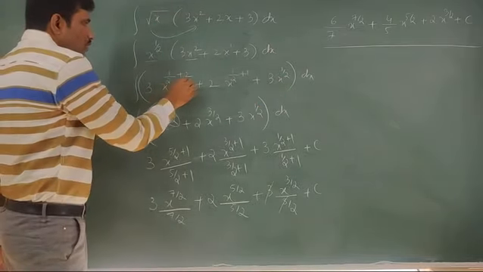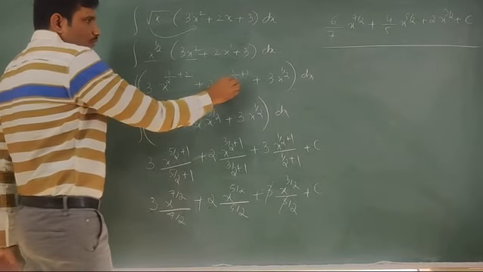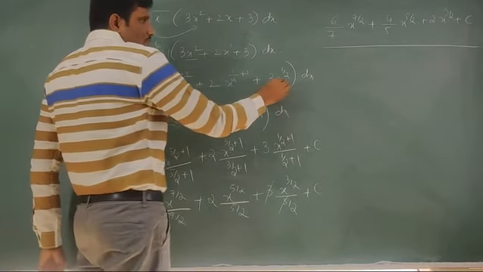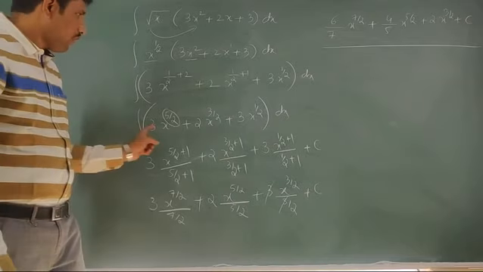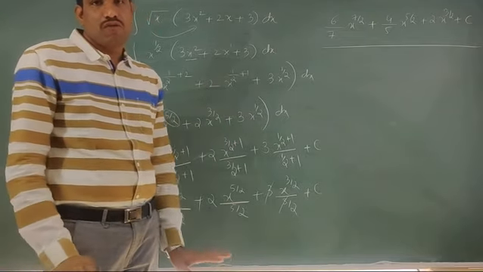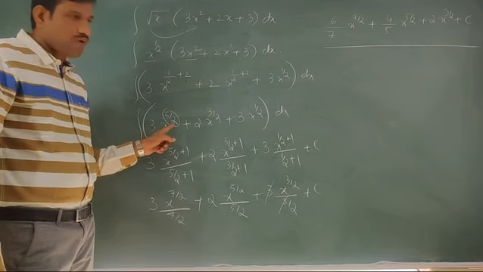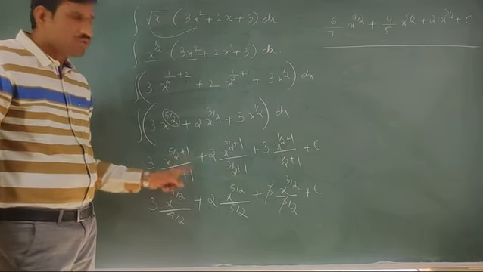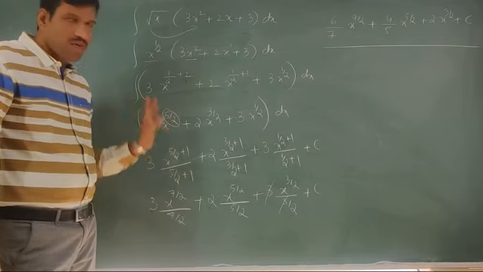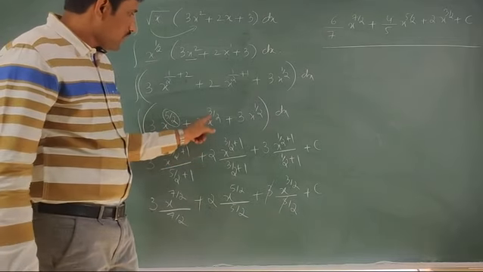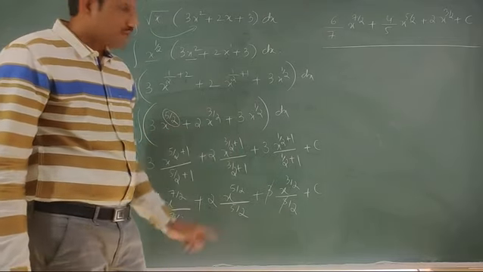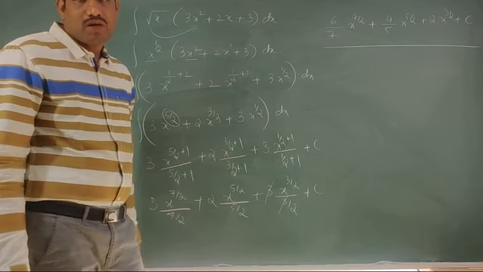Now it is 2 2's are 4, 4 plus 1 is 5 by 2. 2 1's are 2, 2 plus 1 is 3 by 2. Now it is x raised to 1 by 2. Now all the terms are in x raised to n form. Right? So now 3 into integration of x raised to n plus 1 by n plus 1, 5 by 2 plus 1 by 5 by 2 plus 1. So 2 is constant. Integration of x raised to 3 by 2, x raised to 3 by 2 plus 1 by 3 by 2 plus 1.